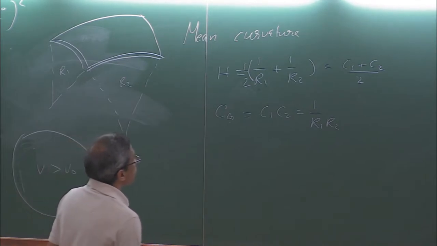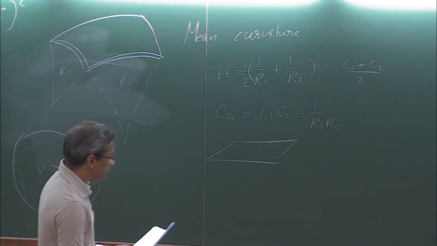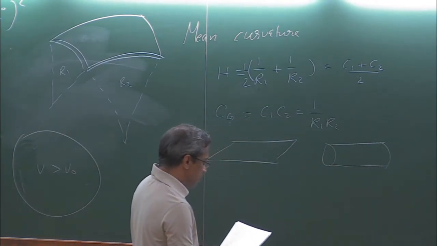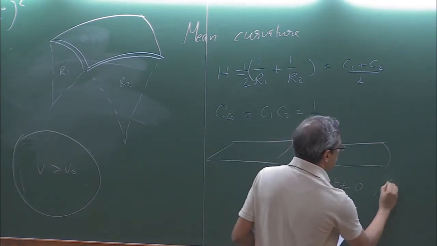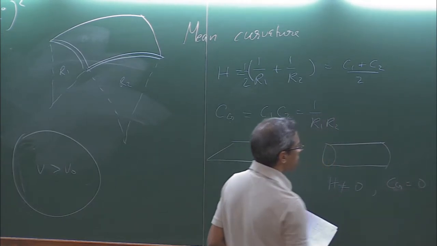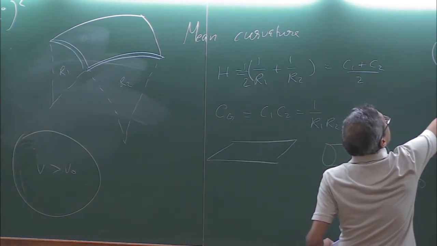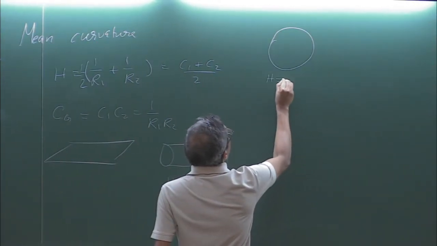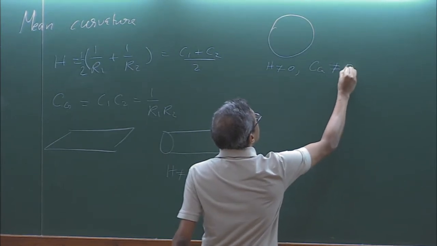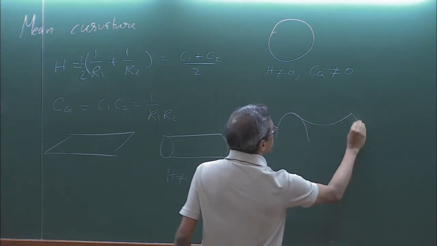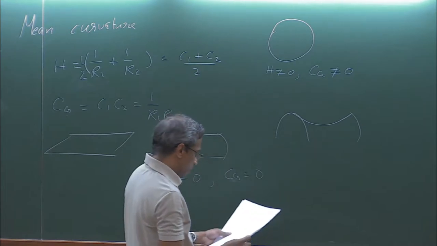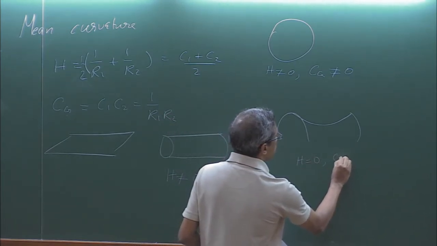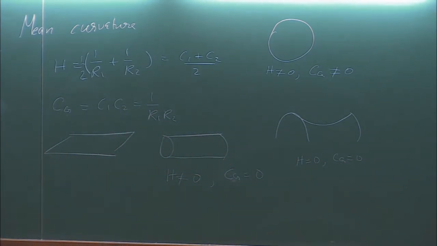Okay, so for example, if I take a flat surface, obviously all the curvatures are zero. I can take a cylinder. In this case, I have a mean curvature which is not zero, but this curvature is zero, so I have Gaussian curvature zero. Or I can have a sphere, and in this case, I have both non-zero. And the other shape I can consider is a saddle. So this is minus and this is positive. If I take the case where the magnitudes are the same, then I can have the condition. So these are various possibilities. CG is non-zero, sorry.